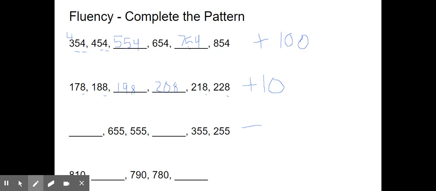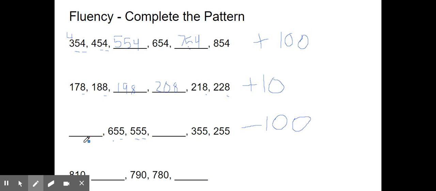Now what's changing? Are the hundreds, the tens, or the ones changing? I notice that there are 5 ones in all of these numbers. There are also 5 tens in all of these numbers. The only thing changing is the hundreds place. So this is a minus 100 pattern.